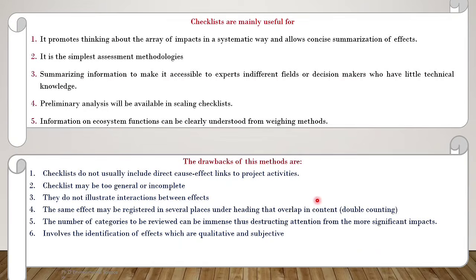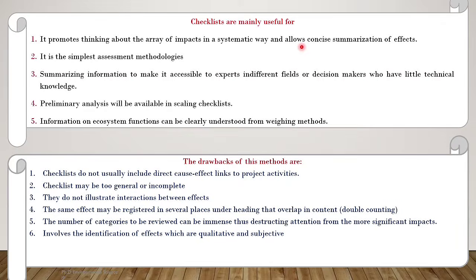So what are the advantages and disadvantages of the questionnaire checklists? These checklists promote systematic consideration of a wide range of potential impacts by providing a structured list of environmental parameters or factors to consider. They allow for the concise summarization of effects, ensuring that all the relevant impacts are identified and evaluated. These checklists are among the simplest assessment methodologies in EIA, making them accessible even to stakeholders with limited technical knowledge.